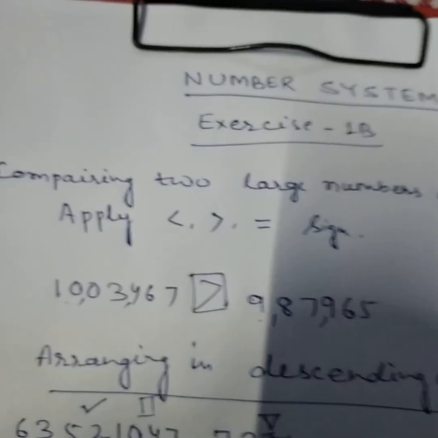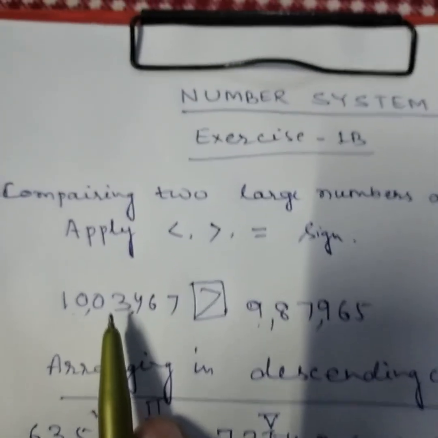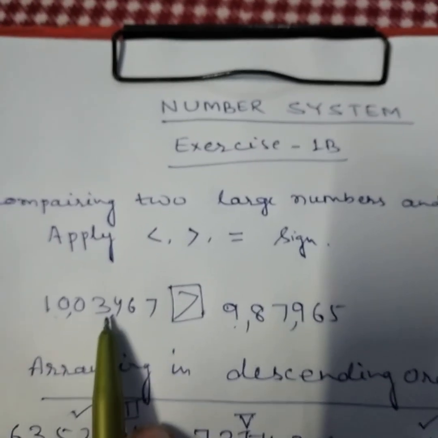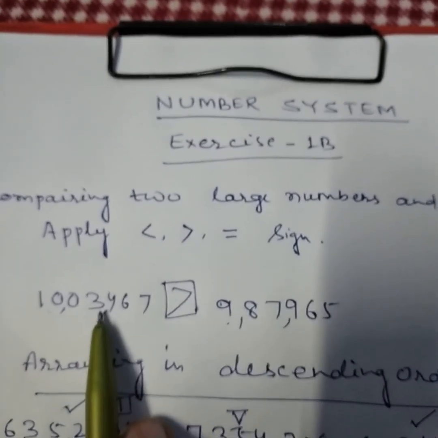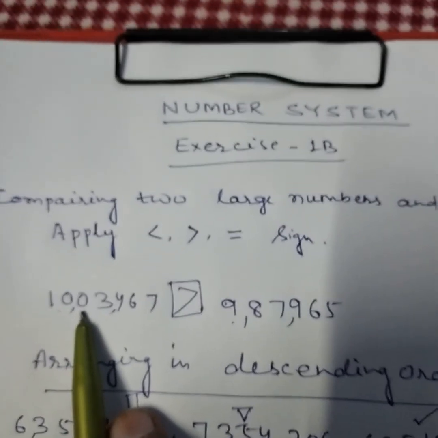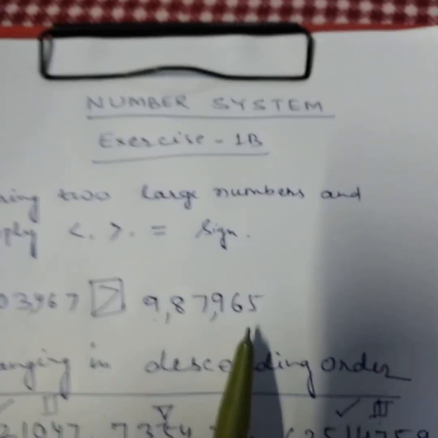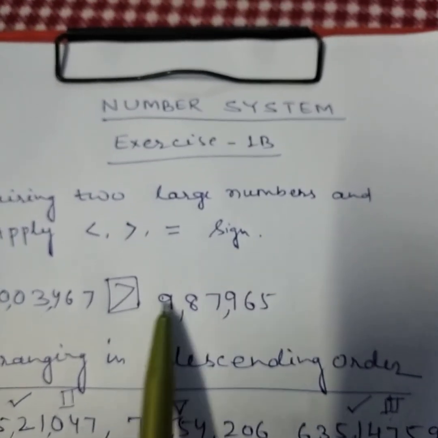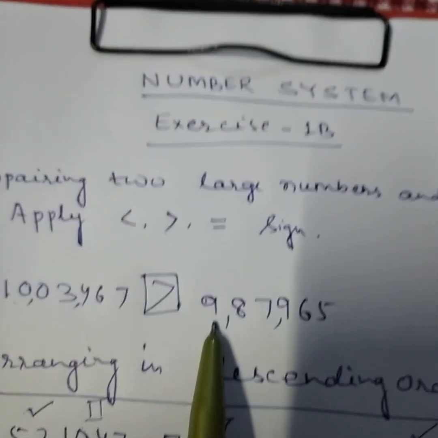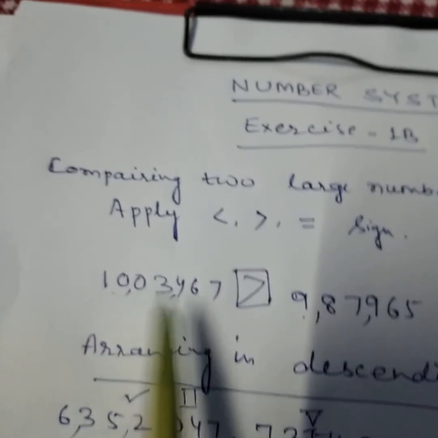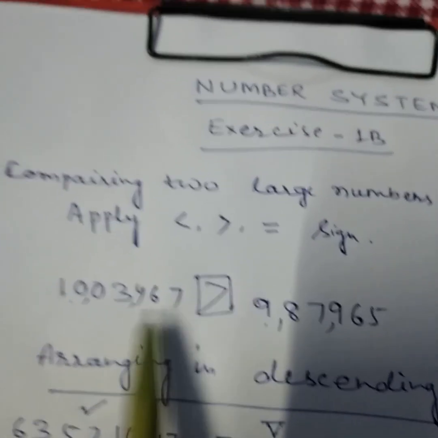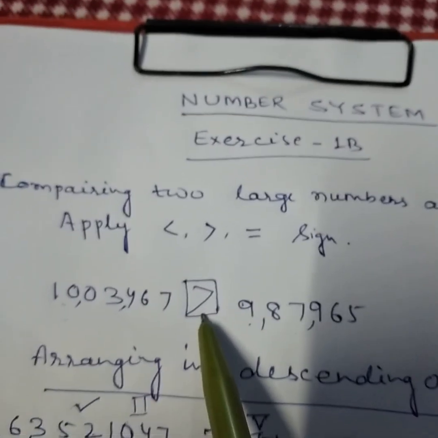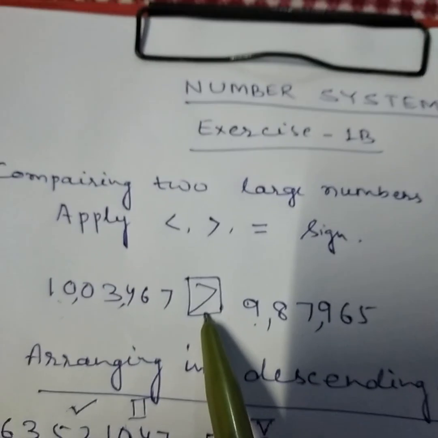Here we will apply the Indian place value system and put commas: ones, tens, hundred, then comma, thousand, 10,000 and lakh, 10 lakh. Children, here it is 9 lakh and here 10 lakh. Definitely 10 is greater than 9. So this number is greater than this one, so we have to apply the greater than sign.